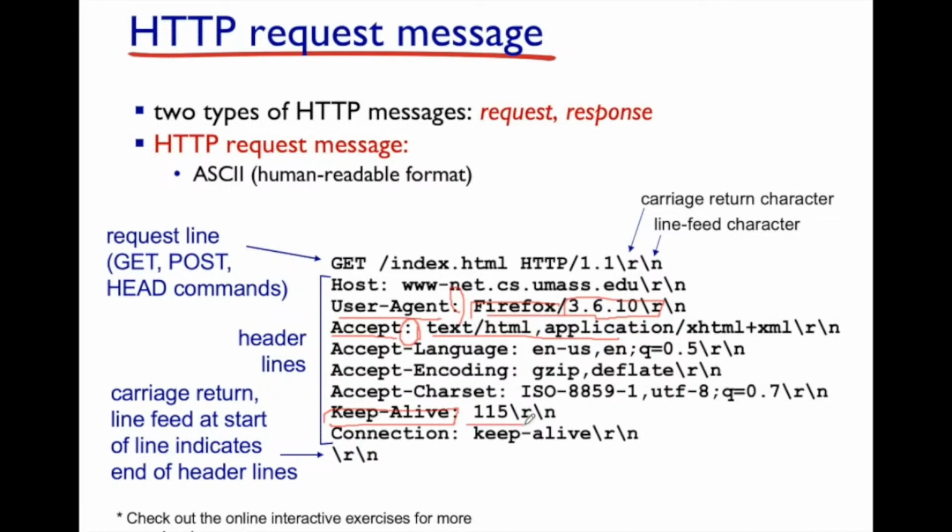And the value 115 is saying let's keep the connection alive for 115 seconds if there are no messages being sent. Connection indicates the type of connection the client is wishing to establish. It's the keep-alive kind of connection. And so you see the syntax and a little bit of semantics of HTTP requests.